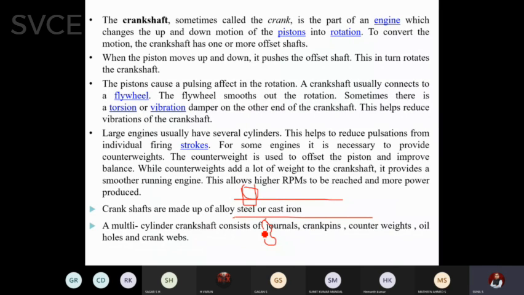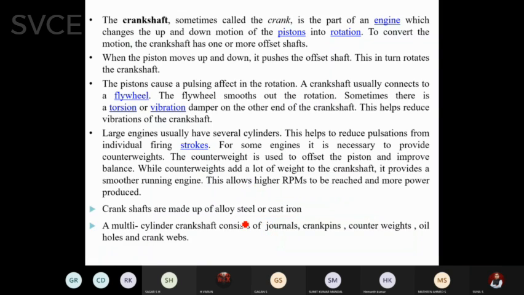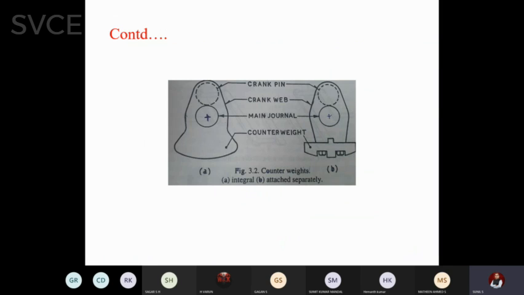It consists of journals, that is bearings, what we saw in the sketch, crank pins, counterweights, oil holes and crank webs. These are some of the components. We will not discuss these components in detail, as we have to understand only the functioning of the crankshaft and what material it is made up of. So these are the counterweights usually used in order to balance the mass.